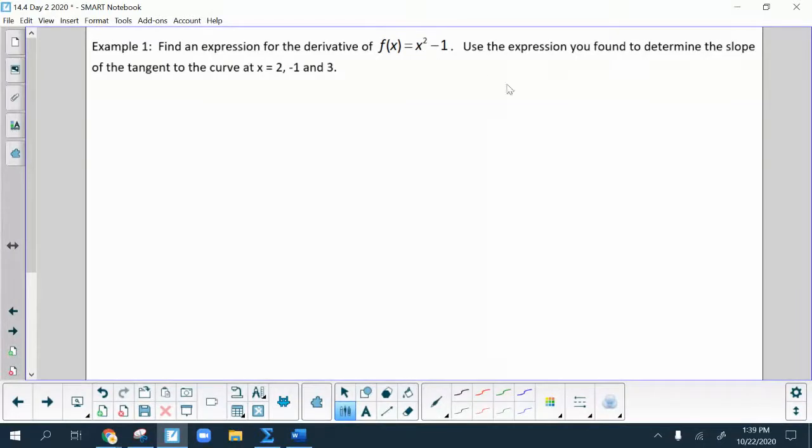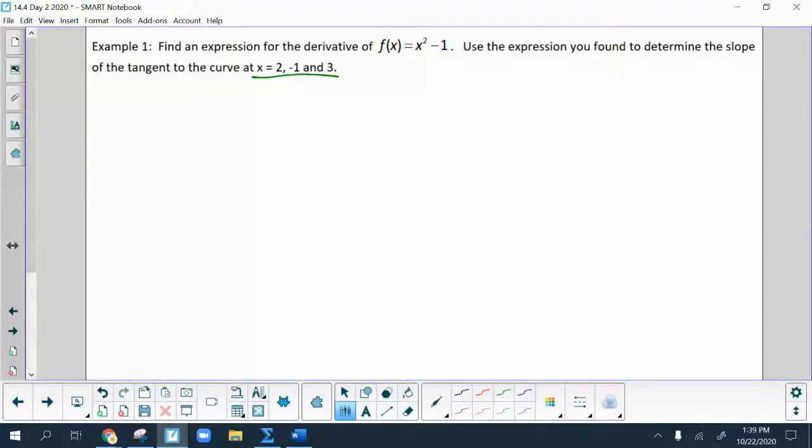Example 1 says, find an expression for the derivative of f of x equals x squared minus 1. And here's what's so nice about finding the expression. Once you find it, then you can use it to find any of the slopes that you want. So you can find as many slopes as you need.